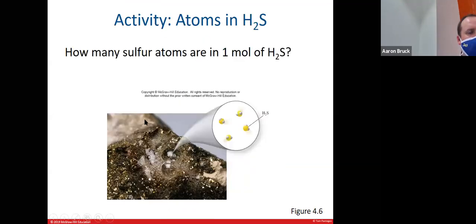So with that in mind, let's take a look at this example problem. How many sulfur atoms are in 1 mole of hydrogen sulfide gas?